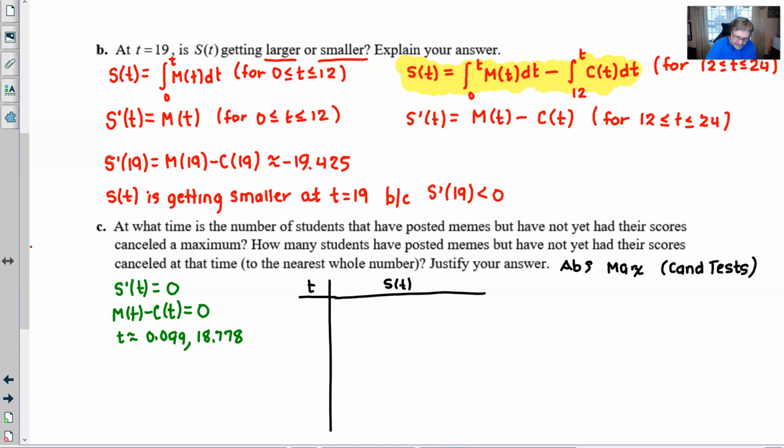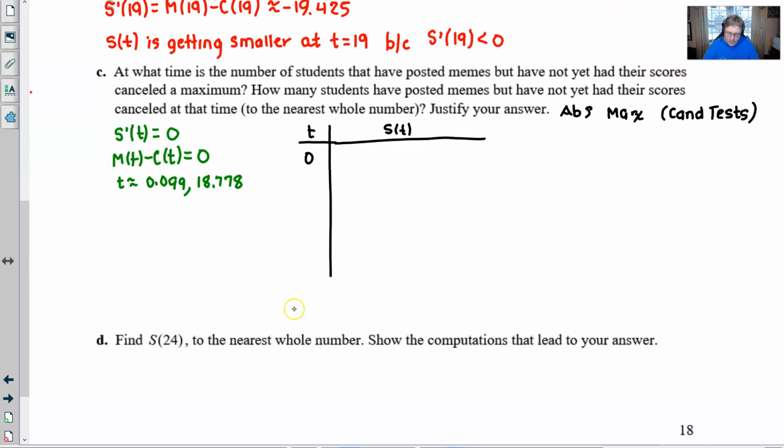All right. So definitely a long video. Hopefully you're hanging in with this. It's one of our longest ones that we're going to discuss probably. So our t values range from 0 to 0.099 to 18.777 or 18.778. And then finally, let's write that so it's actually legible. How's that? 18.778. And then for good measure, we're going to throw 24 in there.